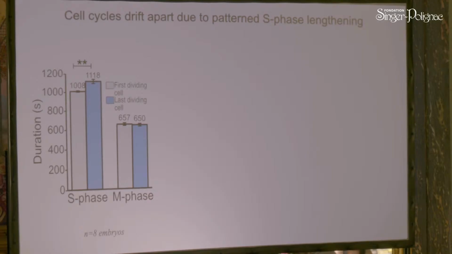Now the question he then asked is, what makes these cells divide slower at the margin compared to the animal pole? So he looked at S phase and M phase. These are the only phases which are happening during these early cleavages. And it seems to be an increasing delay in S phase and not in M phase. So M phase is staying constant, but S phase is changing.